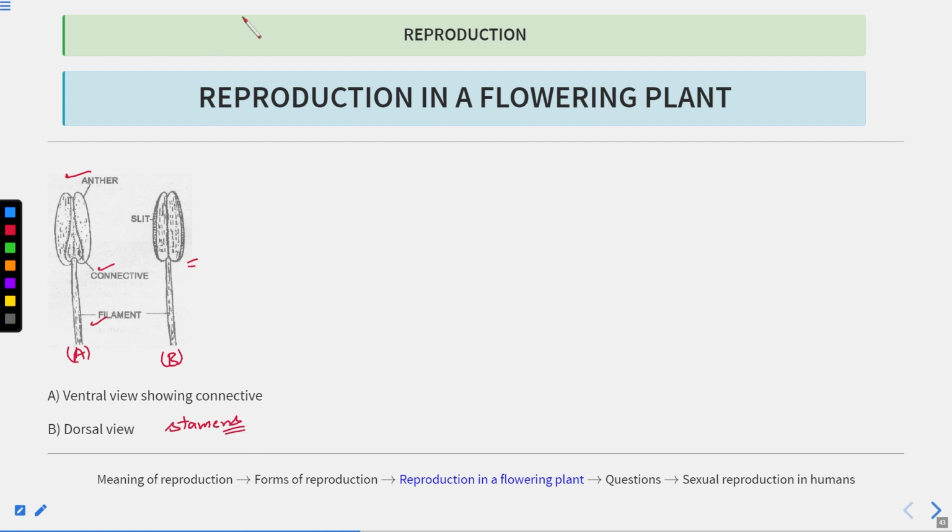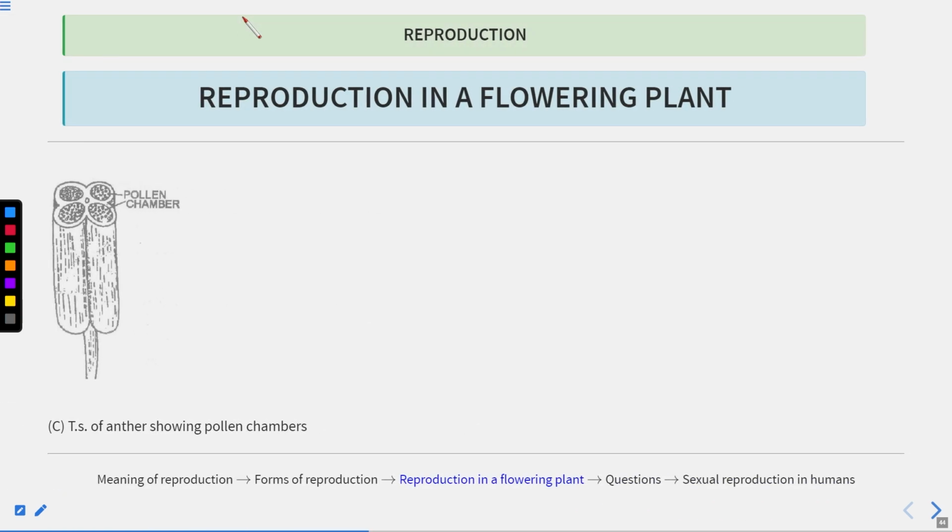Clear? So again we have talked about that each lobe contains two pollen sacs. These pollen sacs, or you can say pollen chambers, consist of the pollen. So these are the pollens.